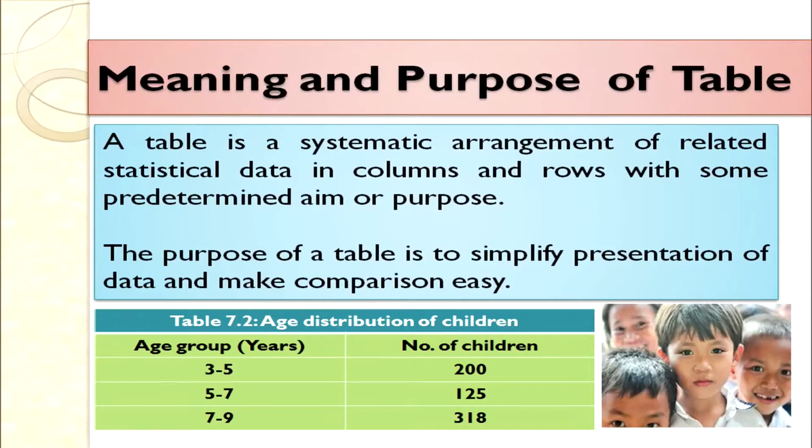Let's discuss the meaning and purpose of a table first. What is a table? A table is a systematic arrangement of related statistical data in rows and columns with some predetermined aim or purpose. That means here we are arranging related statistical data systematically in rows and columns, and this is done for a predefined purpose.